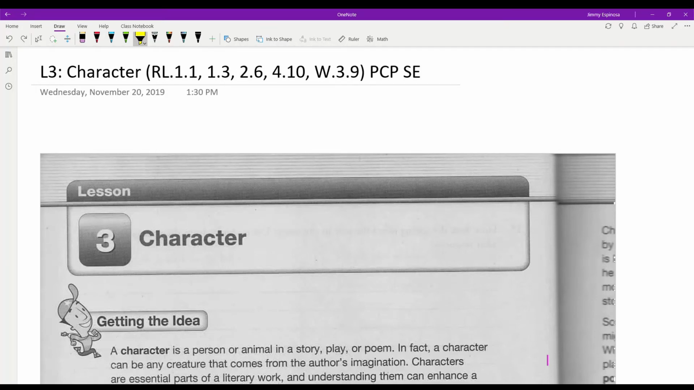Hello everyone. Today we're going to review character traits and motivations. Let's take a look at the Getting the Ideas section for some information on this topic.